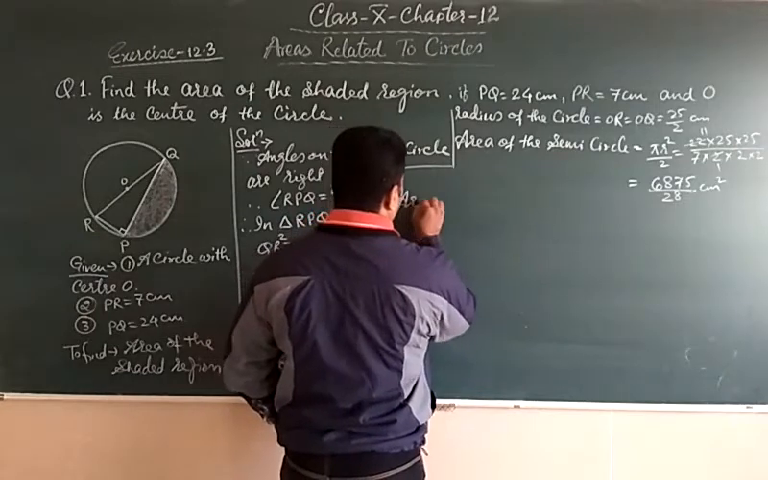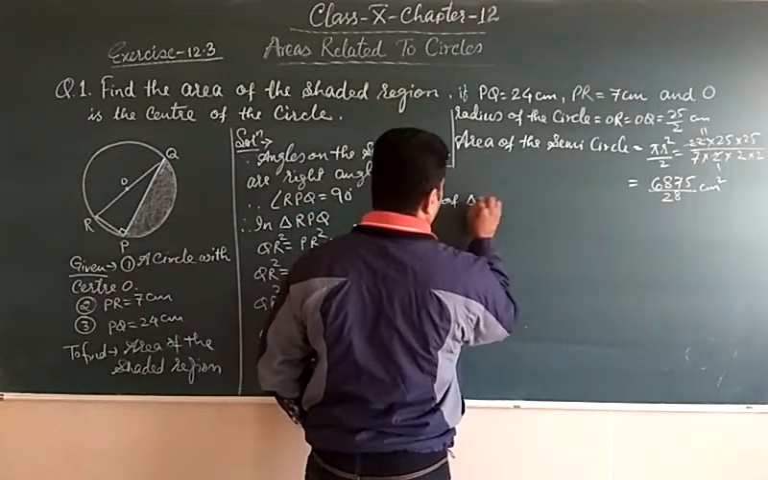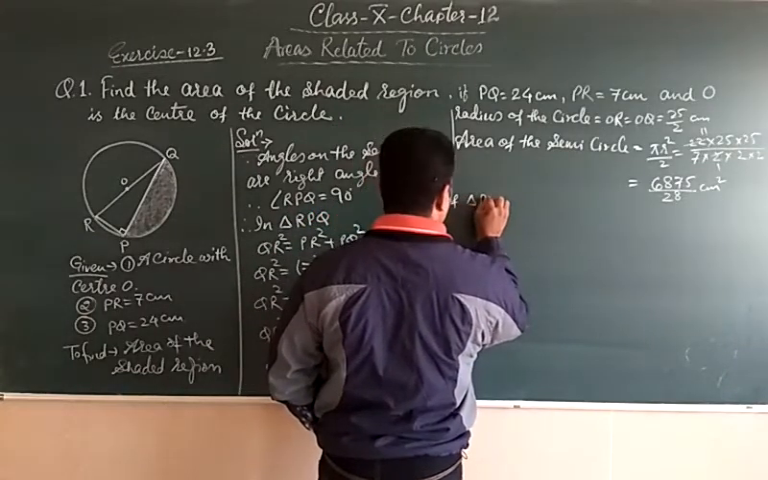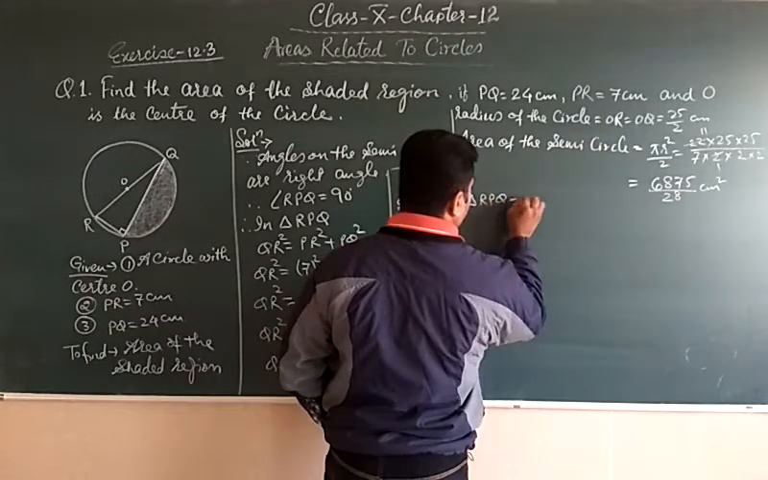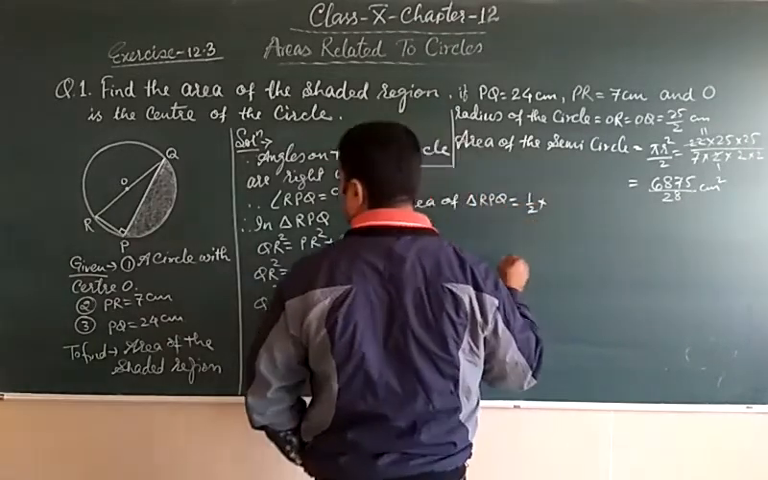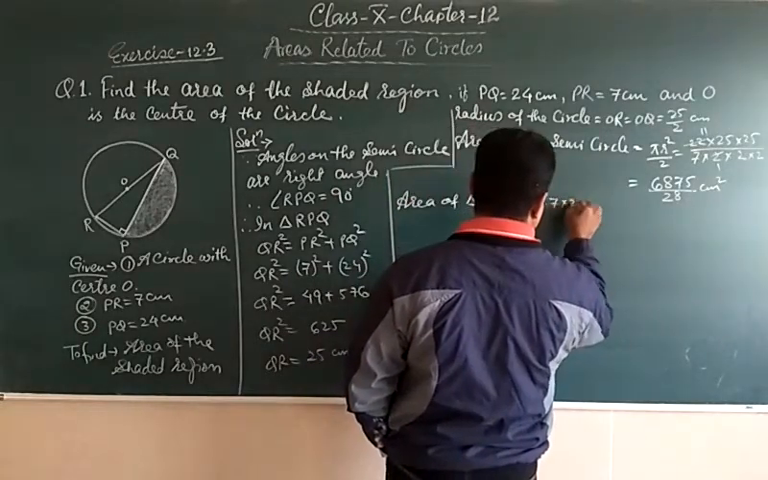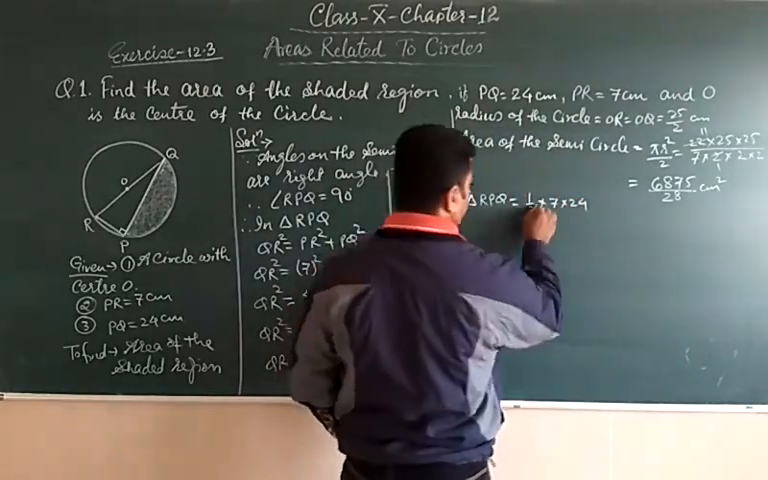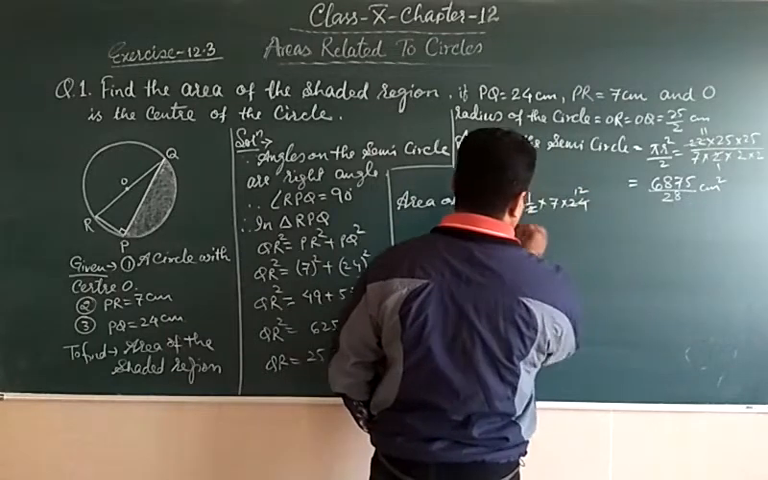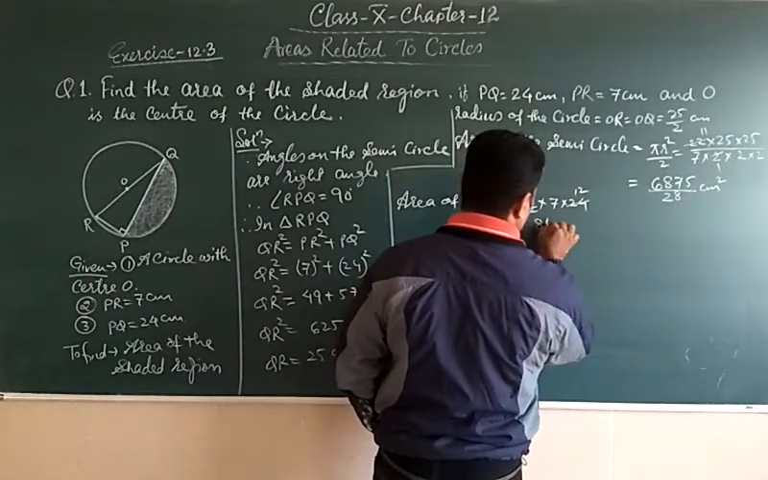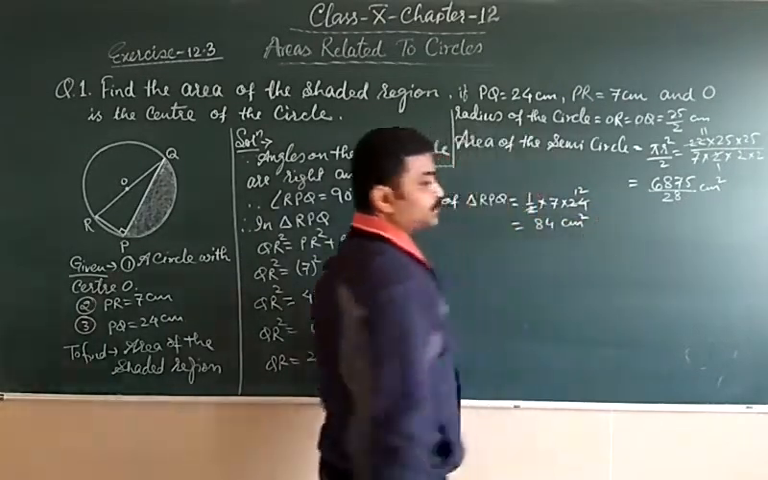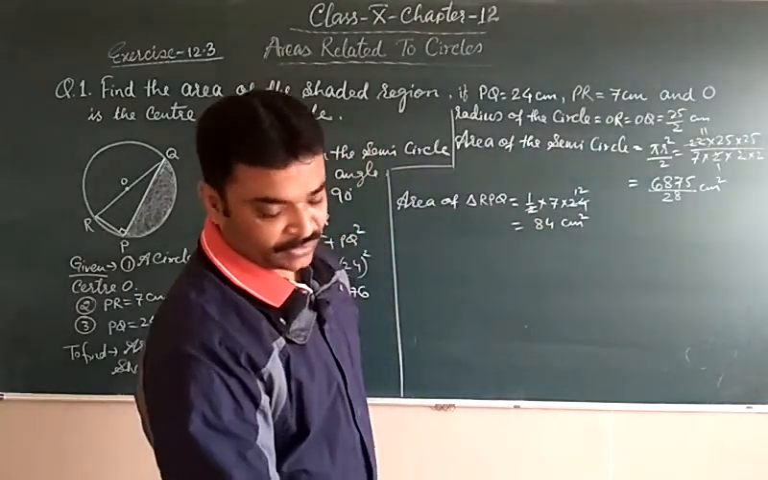Okay. Now, the area of triangle PRQ, or RPQ, is equal to 1 upon 2 into 7 into 24. 2 twelves, that means 84 centimeter square. Clear? 84 centimeter square.